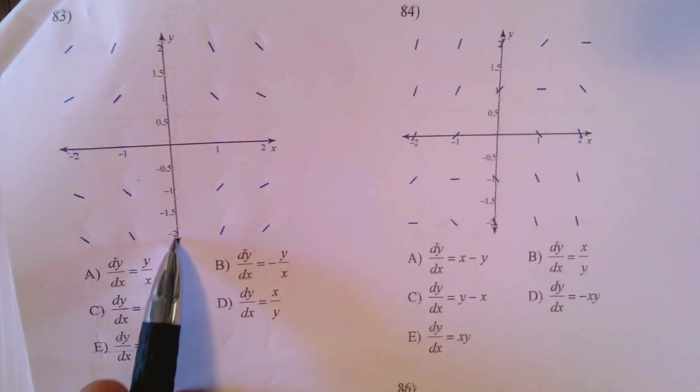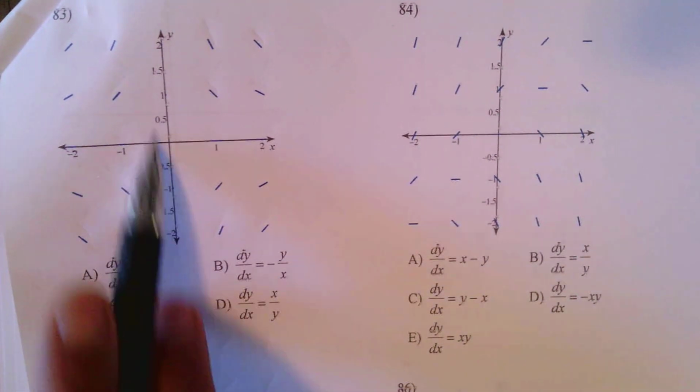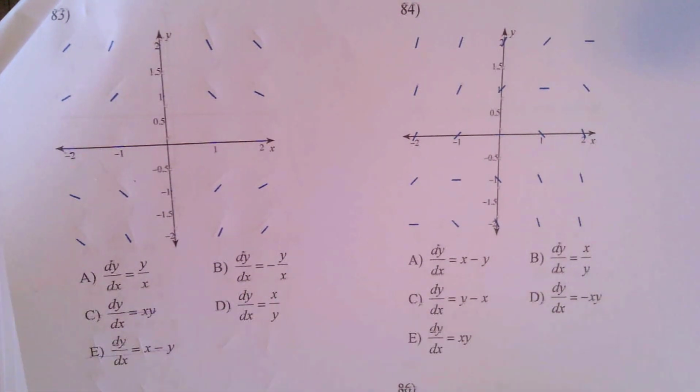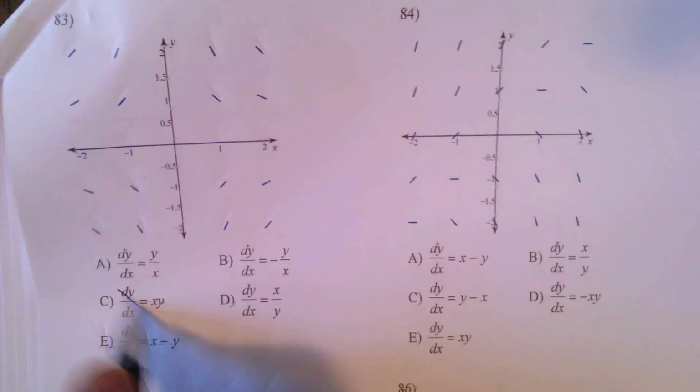But which way is it undefined? It's undefined when x is 0. So that means the x has to be on the bottom. So now I got it narrowed down to either A or B.